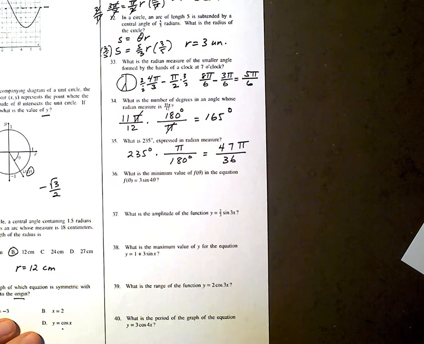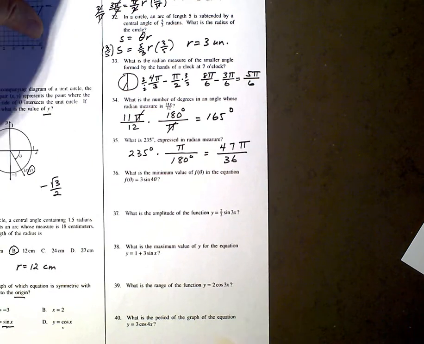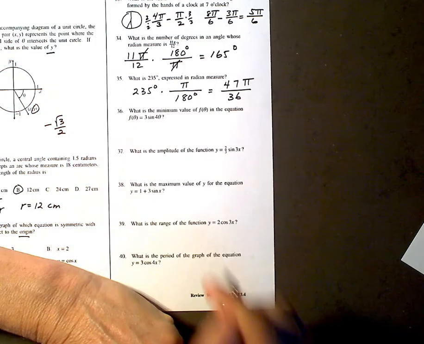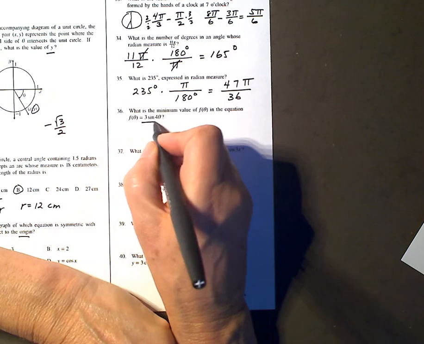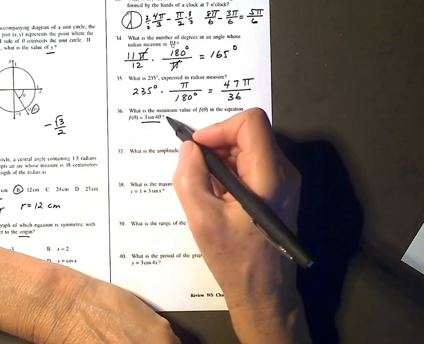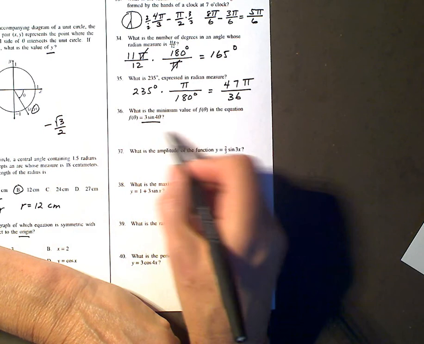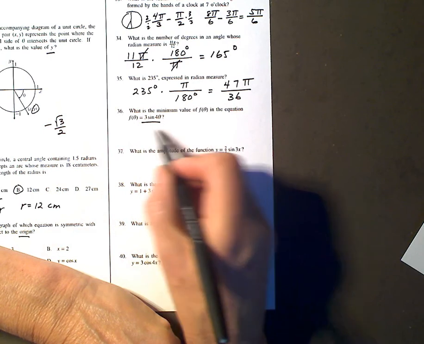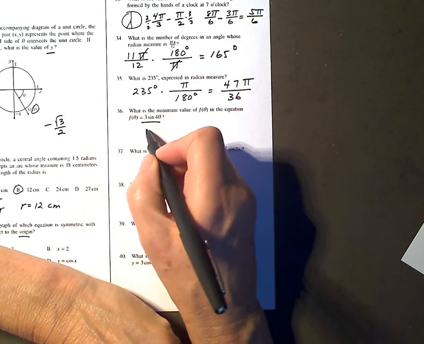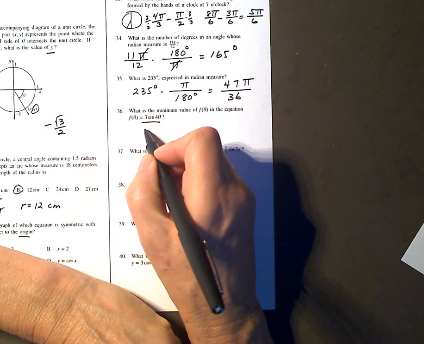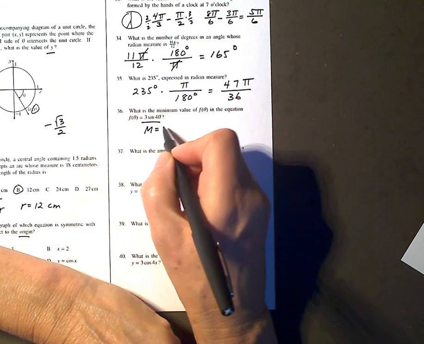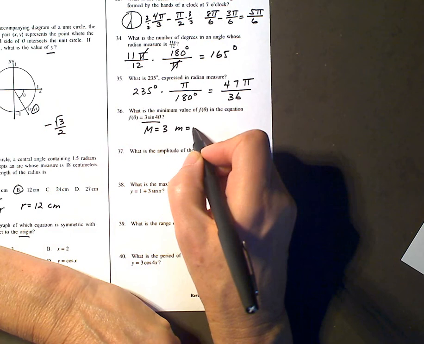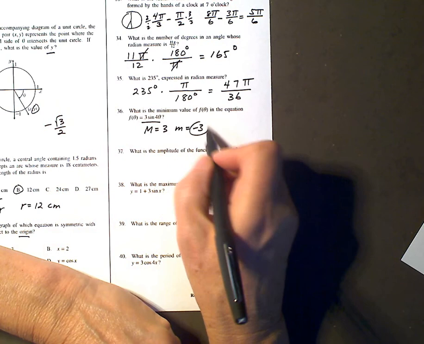Number 36, they want the minimum value of this function, 3 times the sine of 4 theta. So there's no d, d is 0, so my midline is just the x-axis at 0. So my amplitude is 3, so my max value will be positive 3, and my min value will be negative 3, so the min's at negative 3.